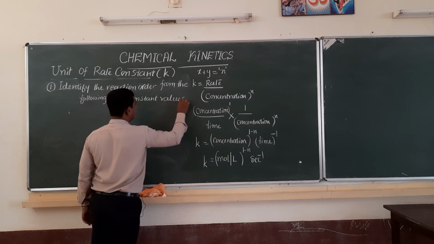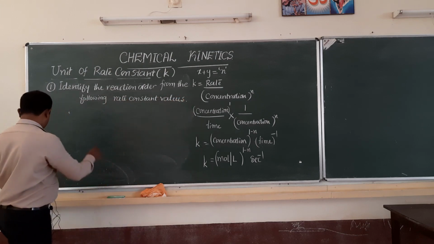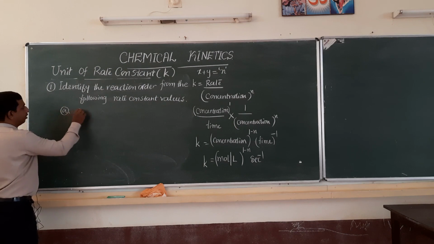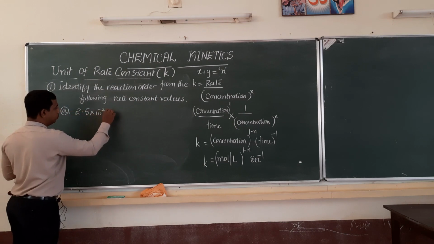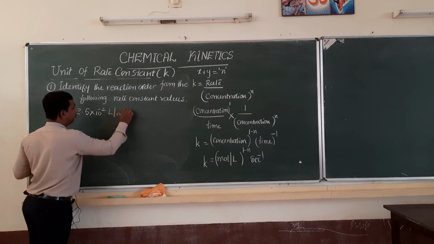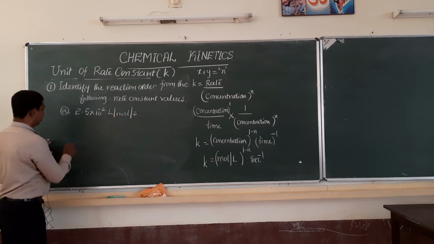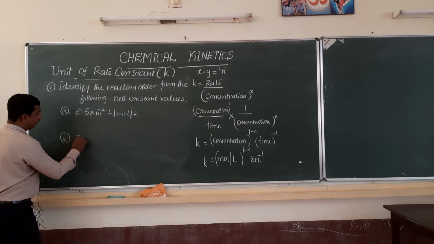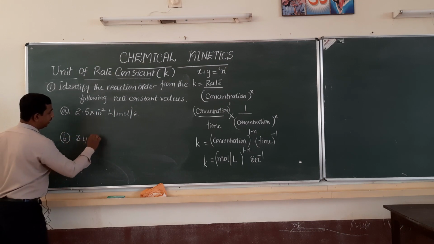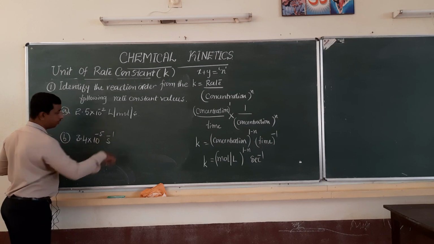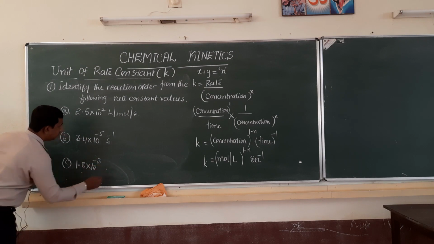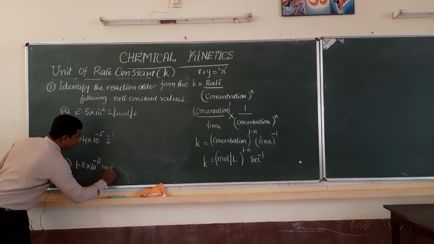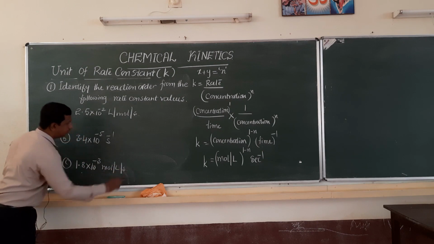From the following rate constant values. In that, A: 2.5 into 10 to the power minus 2 liter per mole per second. Second one, 3.4 into 10 to the power minus 5 per second. Third one, 1.8 into 10 to the power minus 3 mole per liter per second.